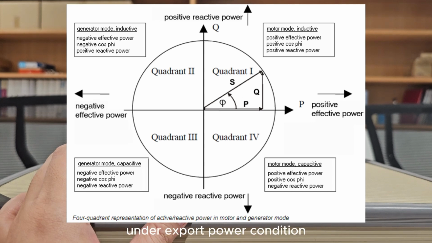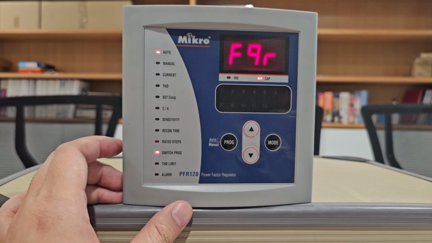Under export power condition, the active power is fed back to supply mains by another energy source, such as solar power in this case. When this option is selected, the installer must ensure that the CT priority is correctly wired, because the automatic CT priority correction is disabled under FQR switching program. So FQR is as shown in this diagram. It operates in these four quadrants.